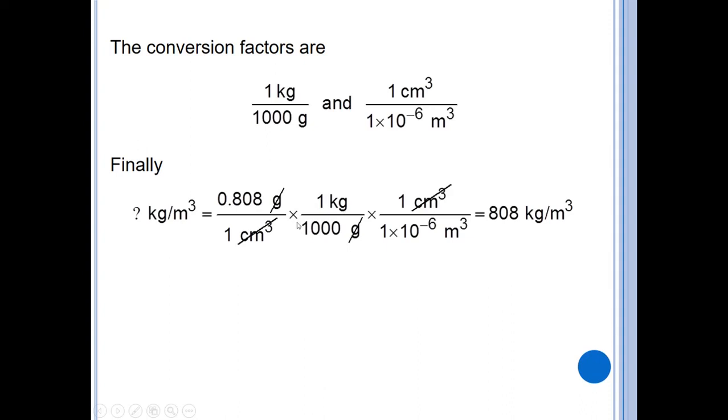Okay, 1 kilo equals 1000 grams, so you cancel the unit. Here 1 cm cubed equals 10 to the power of negative 6 meter cubed. So centimeter cubed, meter cubed. So you get the answer: 808 kilogram per meter cubed is the density of the liquid nitrogen in this unit.